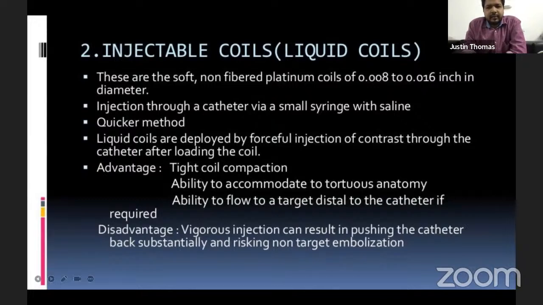And the advantage is that since it is softer, it can accommodate any tortuous vessel, and there is tight coil compaction with injection. But if it is vigorously injected, there is a chance of pushing the catheter back, and there is a risk of non-target embolization.